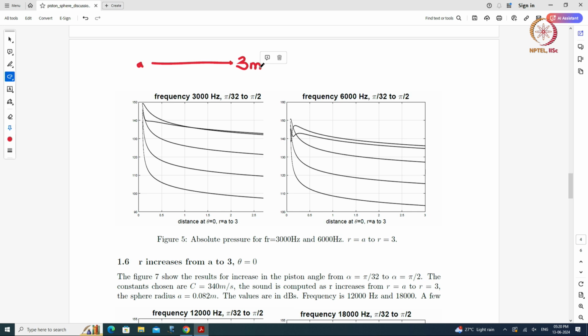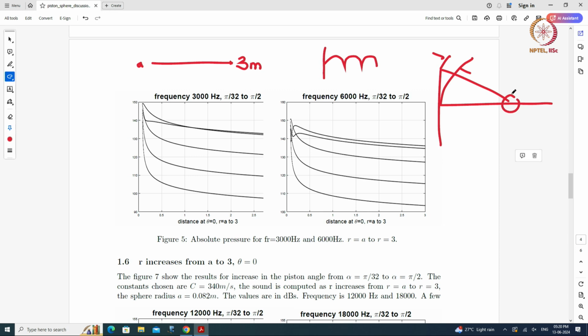And you will slowly see that it is behaving like the piston. So you're getting these interference patterns like the piston. Why? Because the Ka effectively has gone up, either A has gone up or K has gone up, so that now at a certain point you have a significant path difference that can account for a cancellation. At 3000 and 6000 you can see it is just beginning to happen.